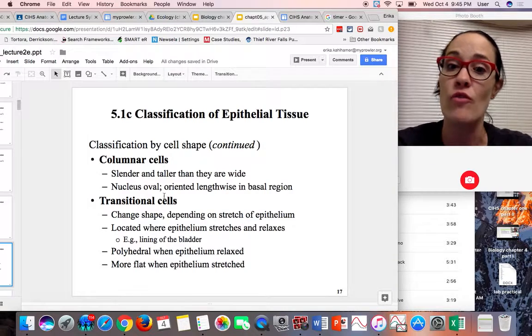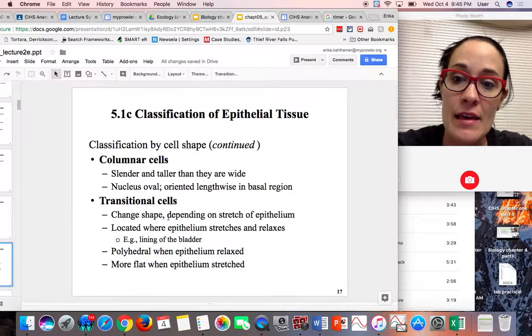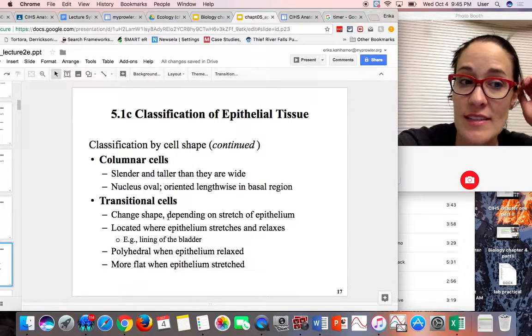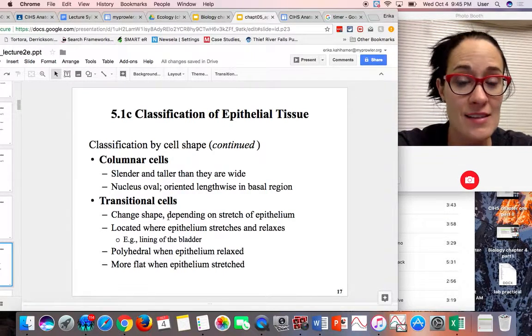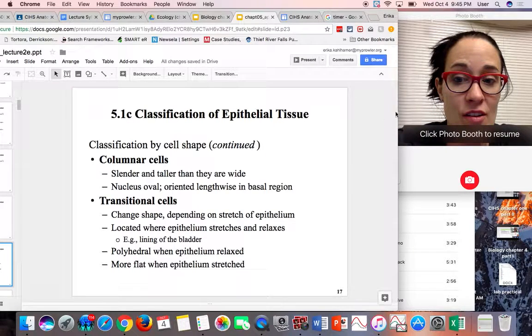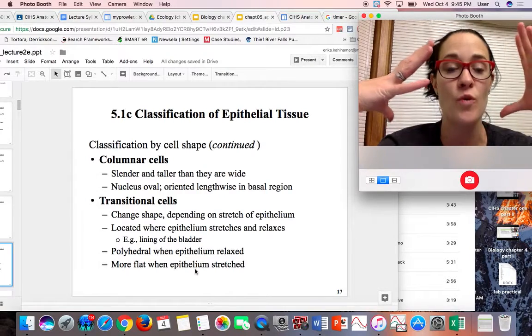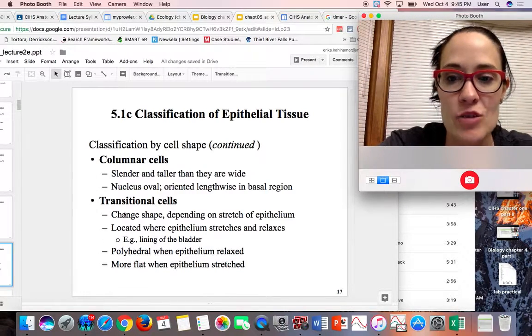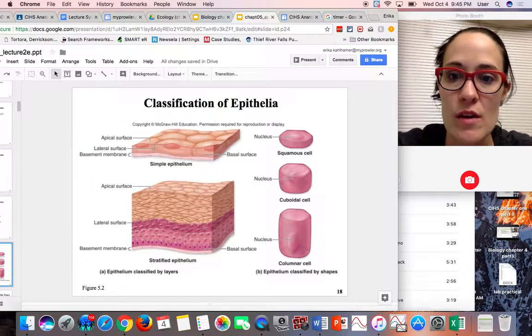Their nucleus is oval. And then, just to throw a wrench in there, some cells transition between two cell types. They're called transitional cells. The only area that we're going to talk about where these are located is in the bladder. When the bladder is relaxed, the cells are more cube-like. But when your bladder is full, it's stretched more, causing those cells to be flat. So therefore, this tissue is transitional. It goes back and forth between those two shapes.